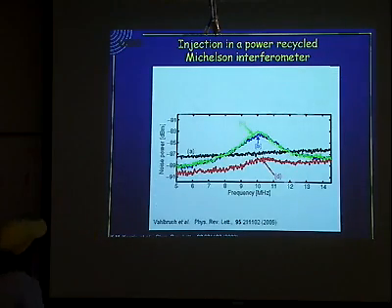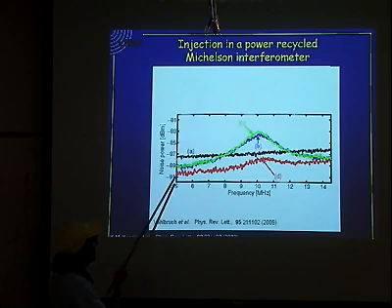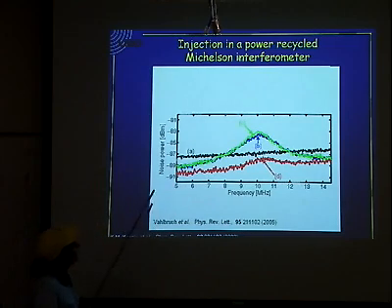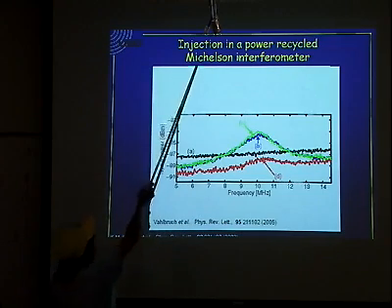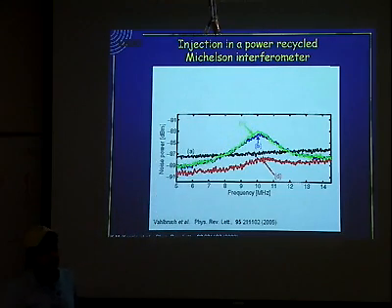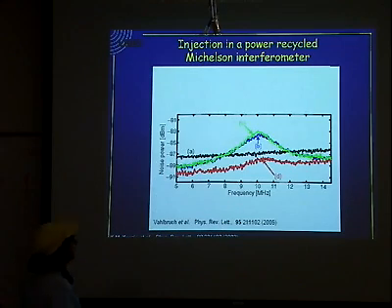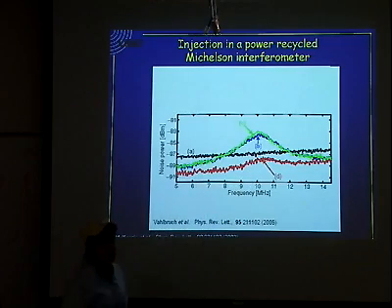Now, another measurement, more recent, from 2005, was done in the Hanover group. And there, what you see is also very interesting. The title here remains wrong, I'm sorry. This is actually now done in a signal recycled interferometer as opposed to a power recycled interferometer. And the thing that's very nice to see here is, again, the black curve is your shot noise.